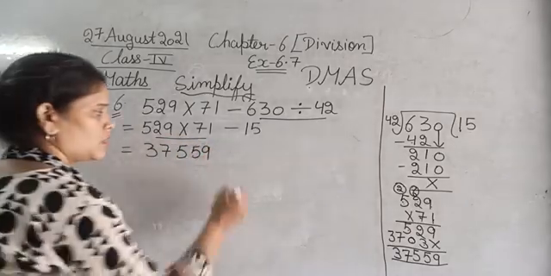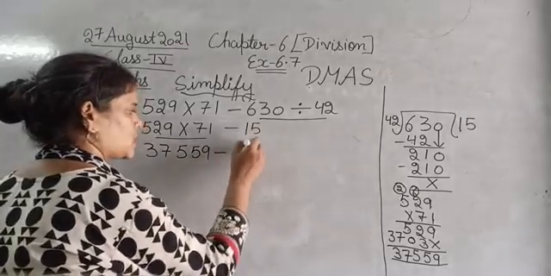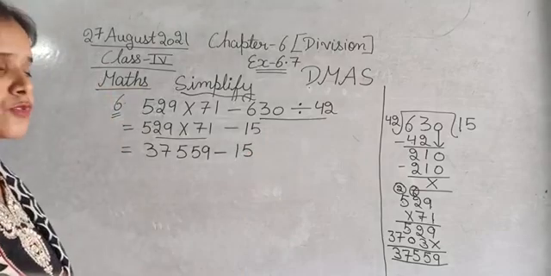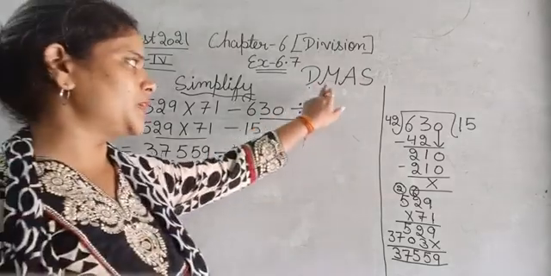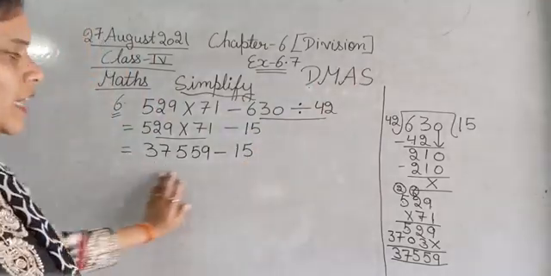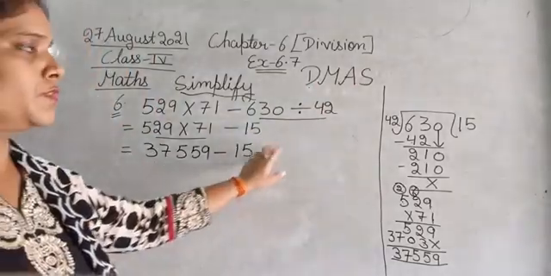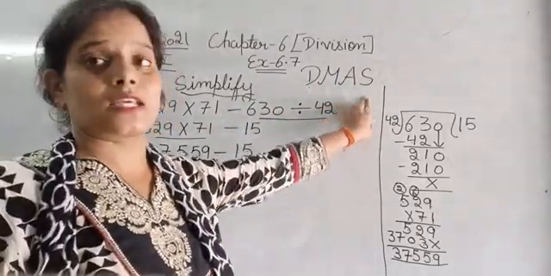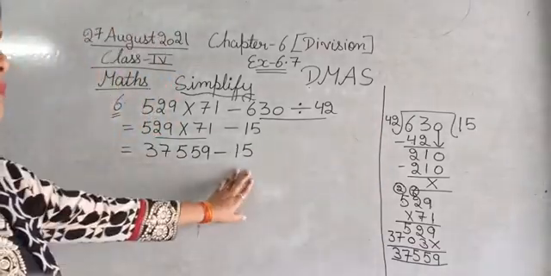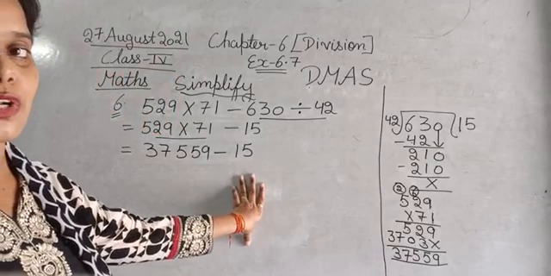37,559 minus 15. Okay. So now we have done the division, multiplication. The next is addition. But क्या हमारे पास, do we have any addition here? No. So we will move to the next, that is S. S stands for subtraction. So we are already having a subtraction here.